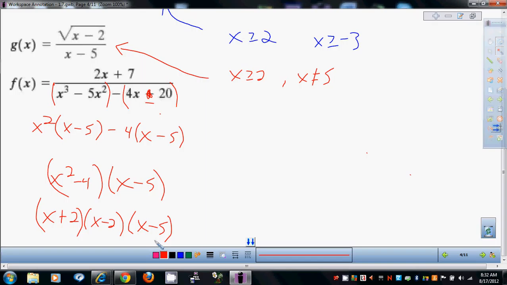Okay, so all you've done is factor your denominator into this. So now it's 2x plus 7 over this, but this is much easier to pull out what x cannot be. So x is all real numbers except for what? What can x not be here? Negative 2, positive 2, positive 5. All real numbers except for that. Questions?